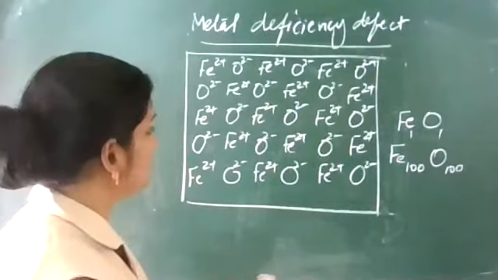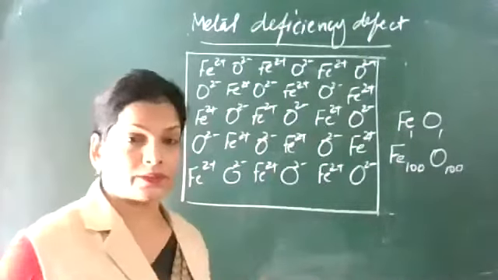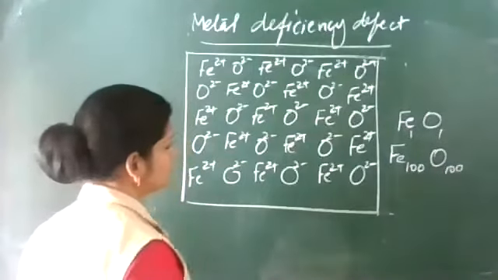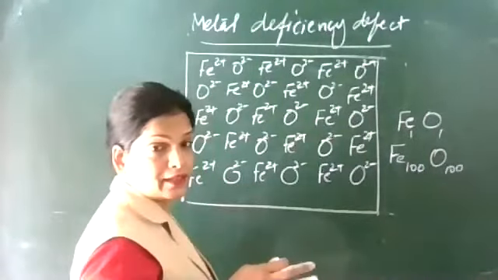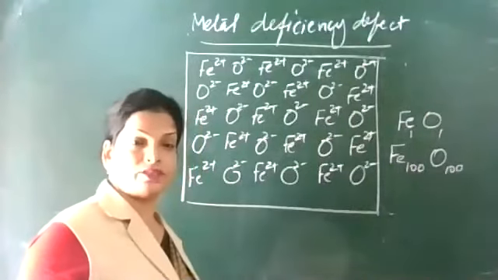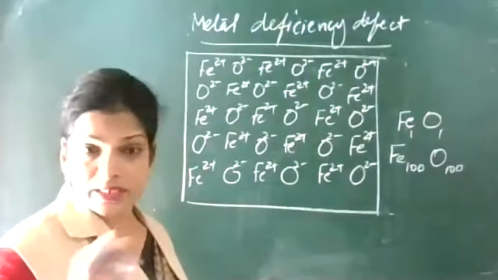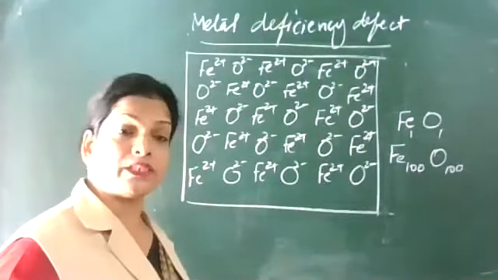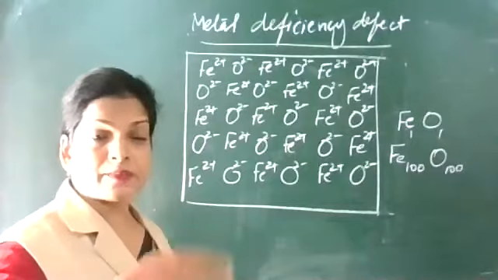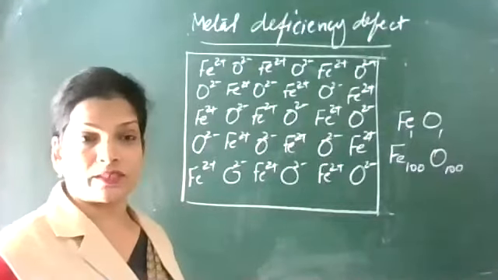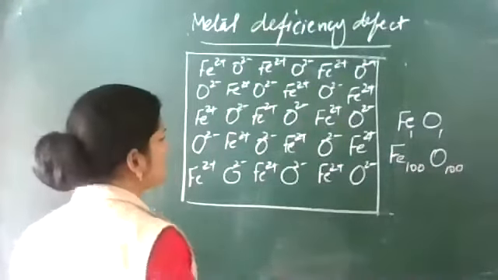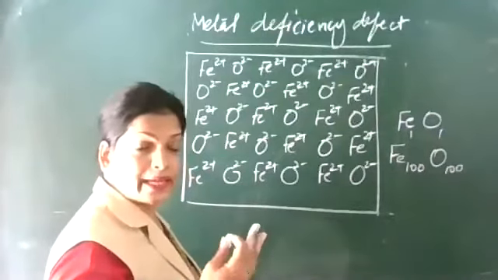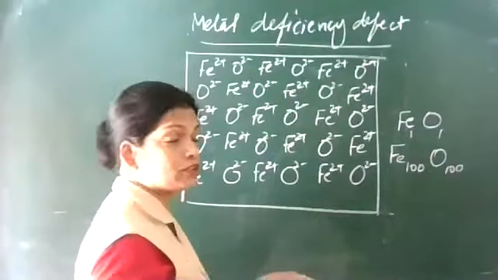I'm going to add Fe3 plus into this. Since it is an ionic crystal, electrical neutrality is to be maintained. The number of positive charges is equal to the number of negative charges. So I'm going to replace some of the Fe2 plus by Fe3 plus.